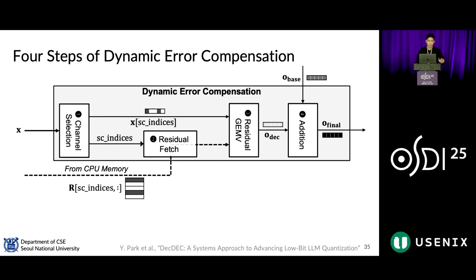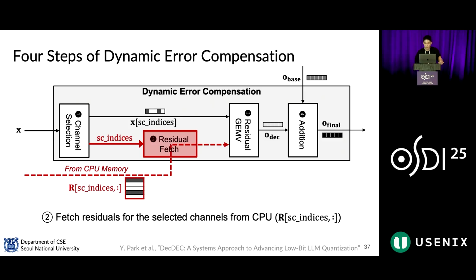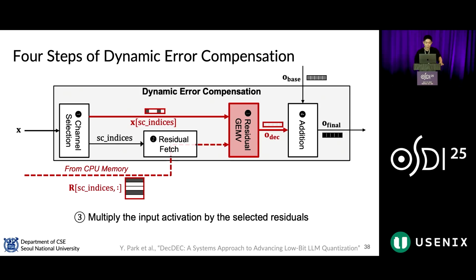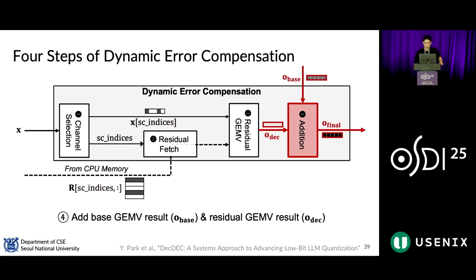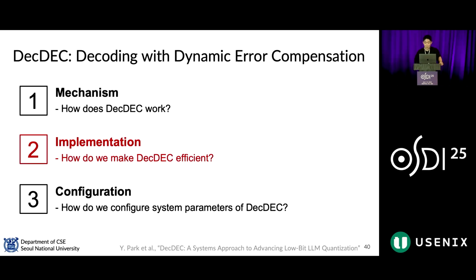Inside the DEC, the following 4 operations are performed. First, we apply a top K operation to the input activation vector to identify the indices of the salient channels. Next, we fetch the residuals corresponding to these identified salient channels from the CPU. Using this, we perform the residual GEMV. And finally, we combine the result with the base GEMV output. The mechanism itself is not that complicated, but implementing it efficiently turned out to be extremely challenging. So next, I would like to share some key points regarding our implementation and optimization.